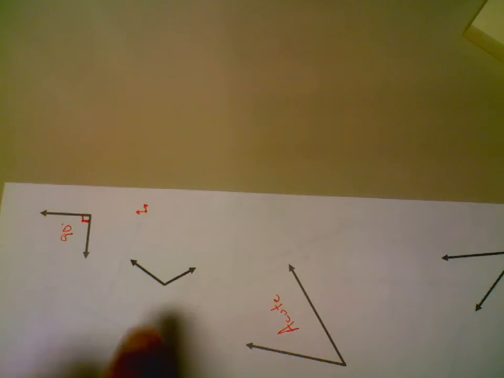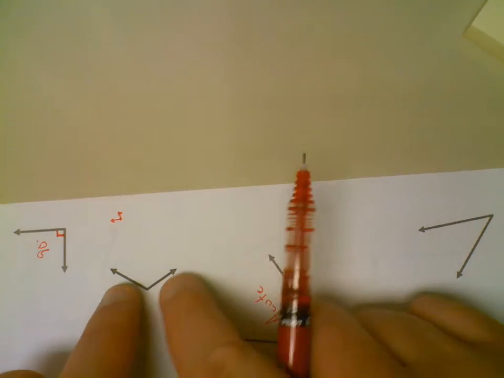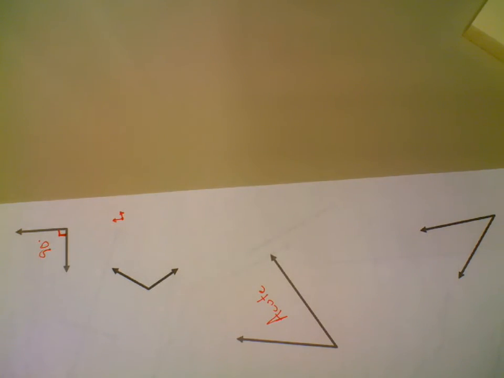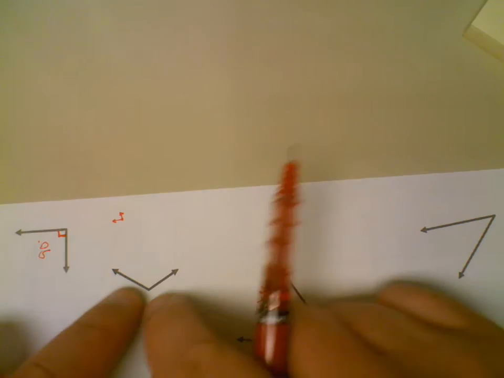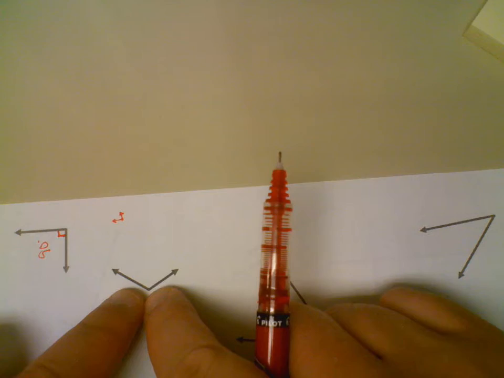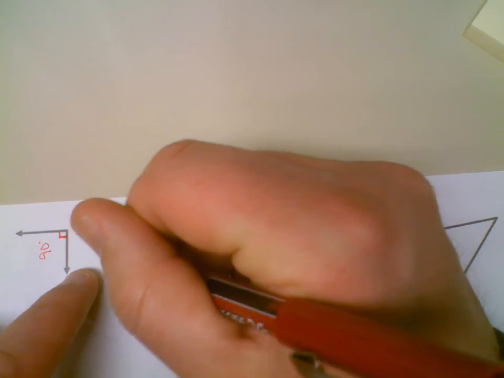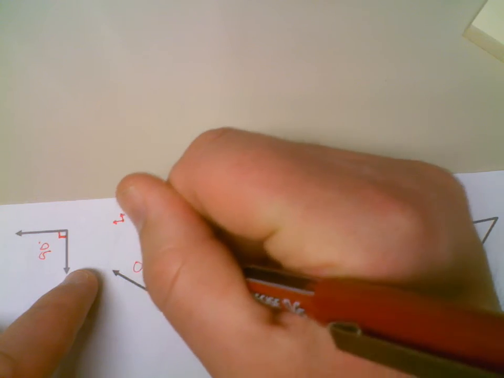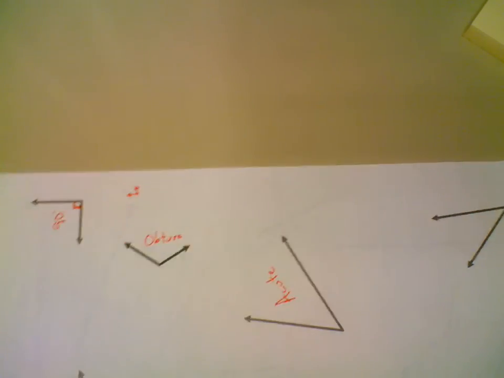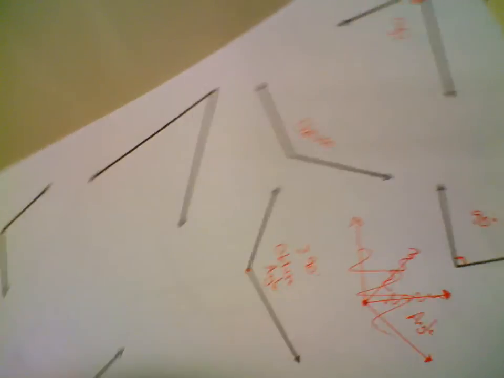What about this guy? Well, look, those little rays are really short, so it must be acute, right? It's not about how long they are, it's about which direction they're going. And they're going away from each other, aren't they? So it's greater than 90 degrees. This is obtuse, okay?